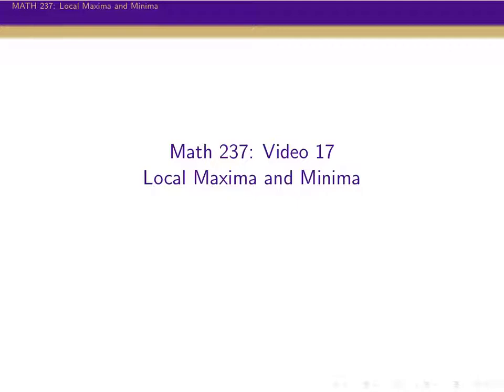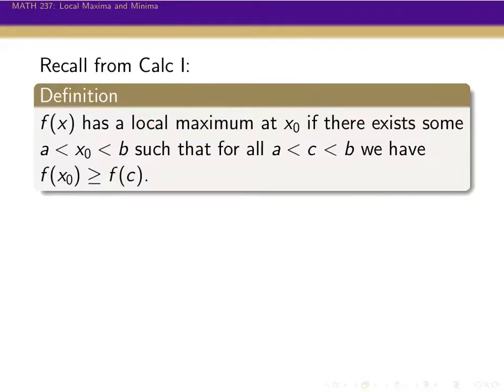In this video we're going to be looking at local maxima and minima in multiple directions, mostly in two variables. For this topic it really helps to go back and look at how we originally did this in one variable in Calc 1, and then think about how the definitions need to be shifted to work in a higher number of variable framework.